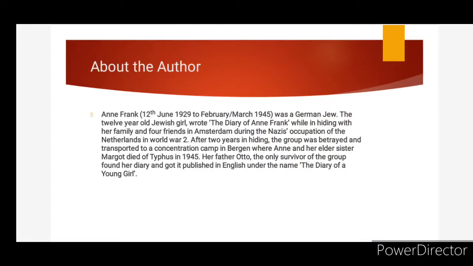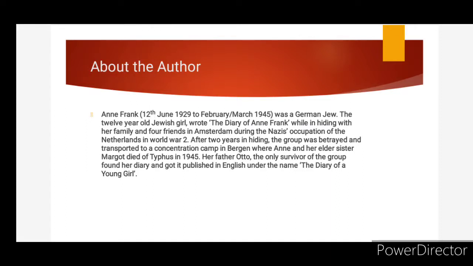Anne Frank was a German Jew. The 12-year-old Jewish girl wrote the Diary of Anne Frank while in hiding with her family and four friends in Amsterdam during the Nazis' occupation of the Netherlands in World War II. After 2 years in hiding, the group was betrayed and transported to a concentration camp in Bergen, where Anne and her elder sister Margot died of typhus in 1945.